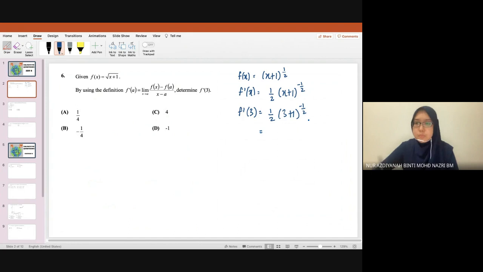So here we have 1/2, and then 3 plus 1 is 4, 4 to the power of negative half is 1/2. If you press the calculator, you will get 1/2 because it is 1 over the square root of 4. So directly we get the answer 1/4. This is the way to answer objective questions. We immediately get answer A.